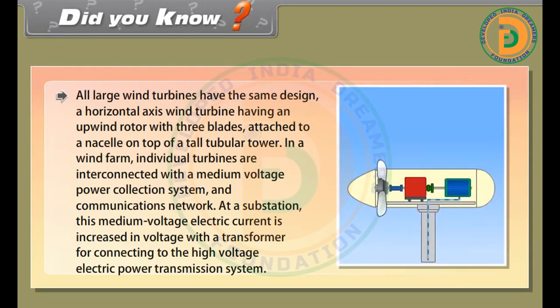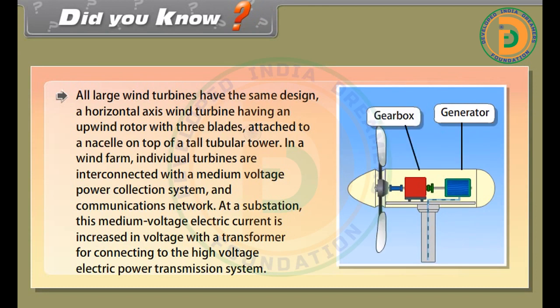Did you know? All large wind turbines have the same design, a horizontal axis wind turbine with an upwind rotor with 3 blades attached to a nacelle on top of a tall tubular tower. In a wind farm, individual turbines are interconnected with a medium voltage power collection system and communications network. At a substation, this medium voltage electric current is increased in voltage with the transformer for connecting to the high voltage electric power transmission system.